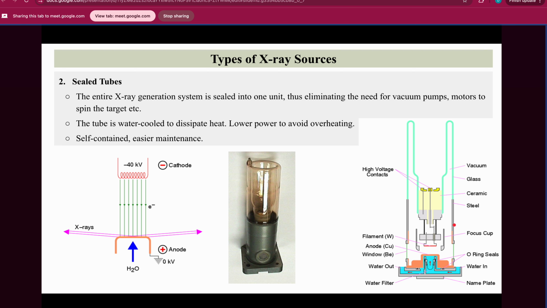External voltage is provided, and from the cathode the electrons will be generated. There will be a filament which will heat up and generate the electrons, and then those electrons will move towards the anode, which is positively charged. They will hit the anode, and then X-rays will be generated. So the process is the same, but the body is different. The technique of generation is different.